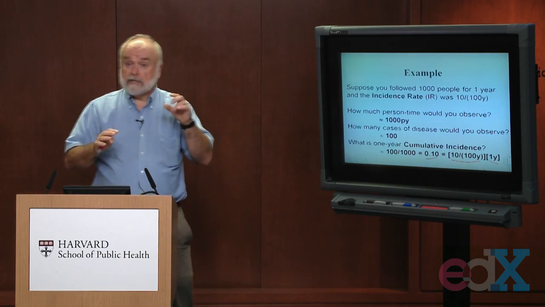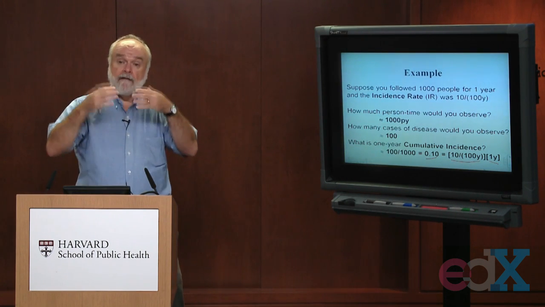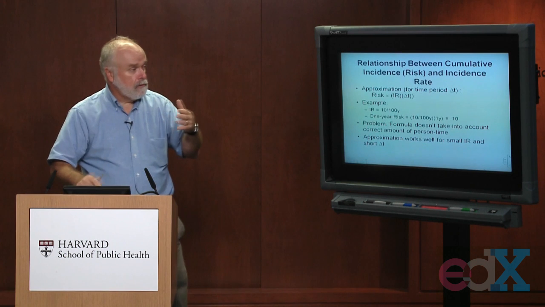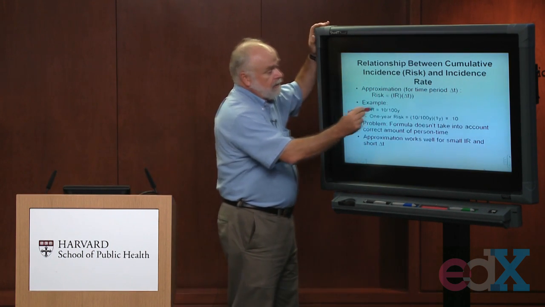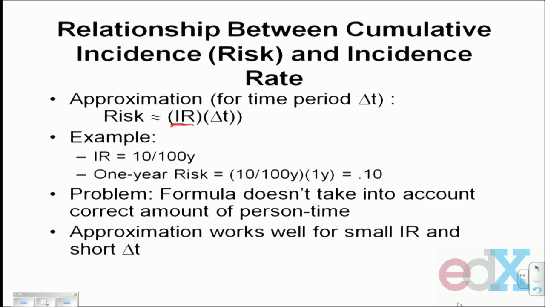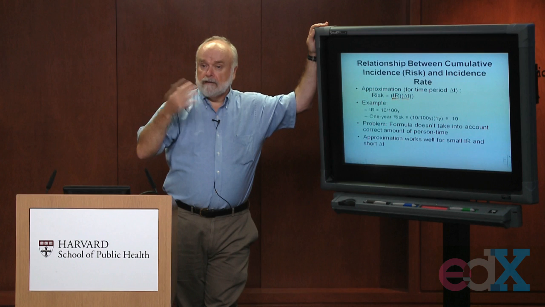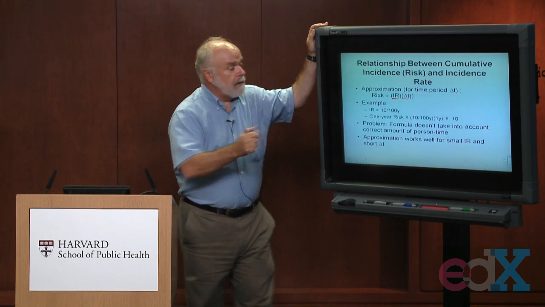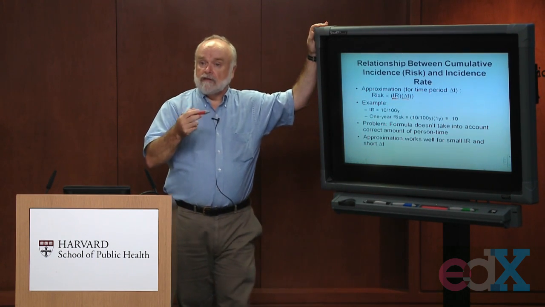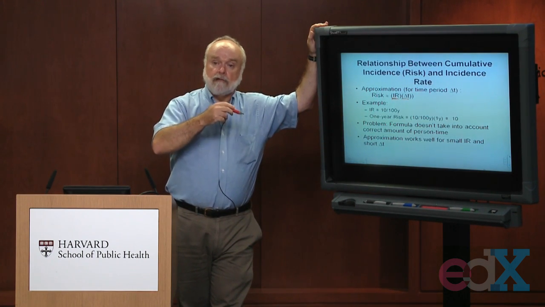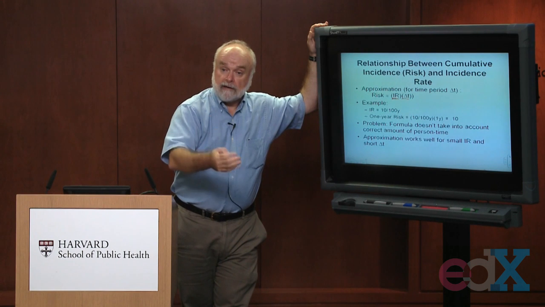A way to approximate what the cumulative incidence would be from the incidence rate is using this formula. Take the incidence rate and multiply it by the length of the follow-up, the time period of follow-up. And that'll be an estimate for the cumulative incidence corresponding to that incidence rate being applied to that period of time.